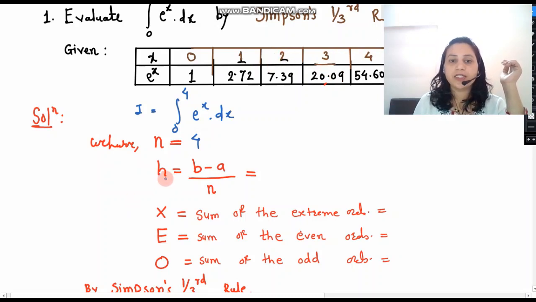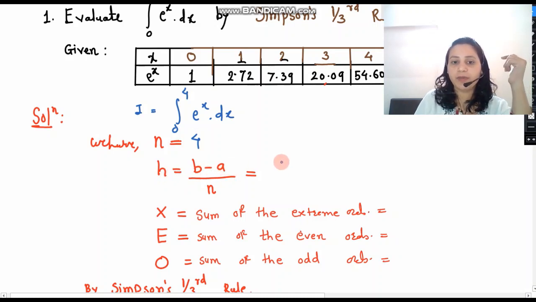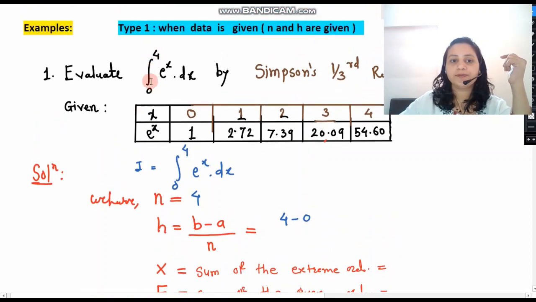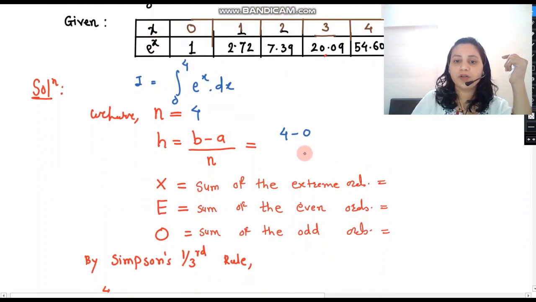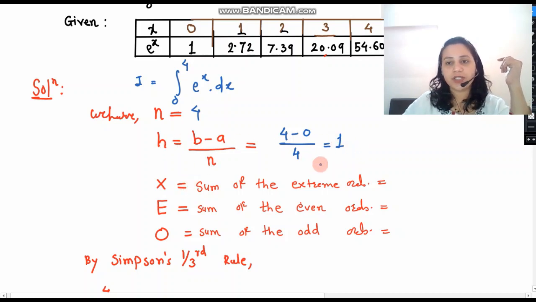Now h is the width of the interval. So what is b minus a? The upper limit minus the lower limit, that means 4 minus 0. The upper limit is 4 here, and the lower limit is 0, so 4 minus 0 upon n, and n is equal to 4. So it equals 1. So what is the value of h? h is equal to 1.